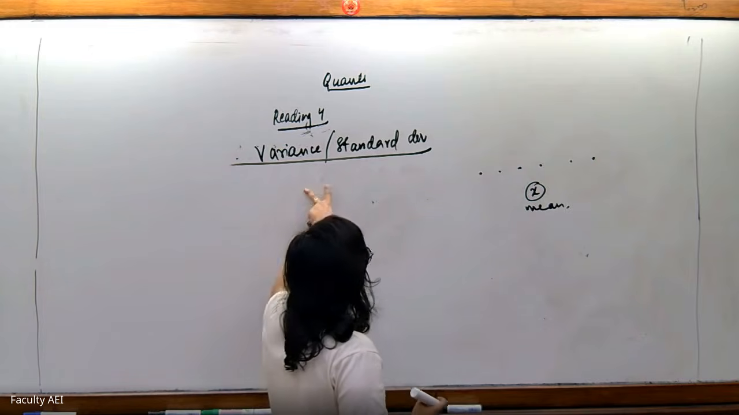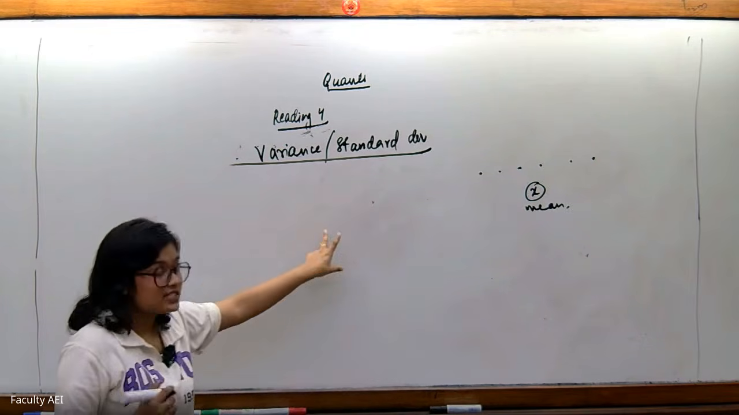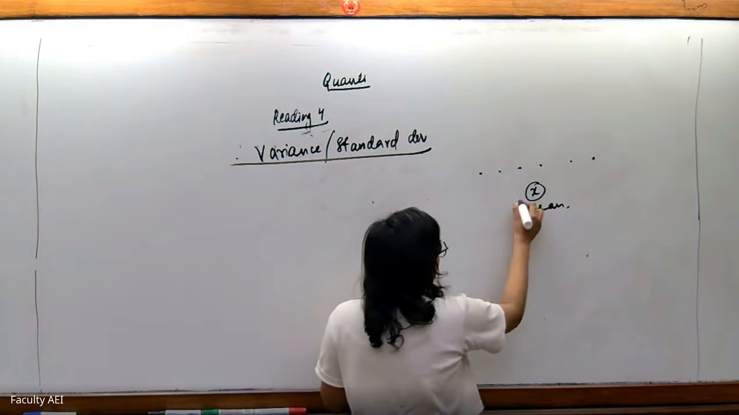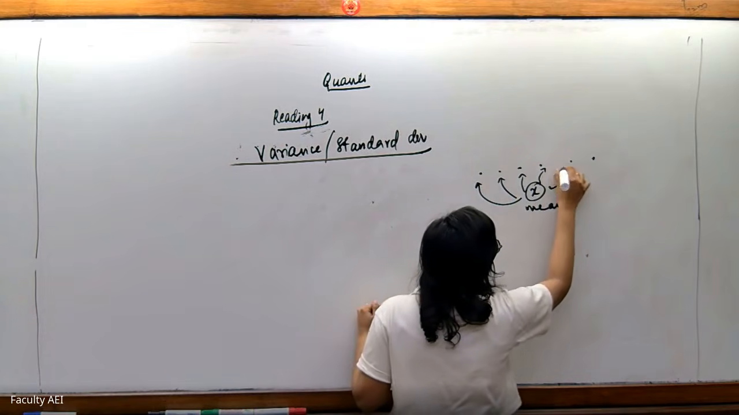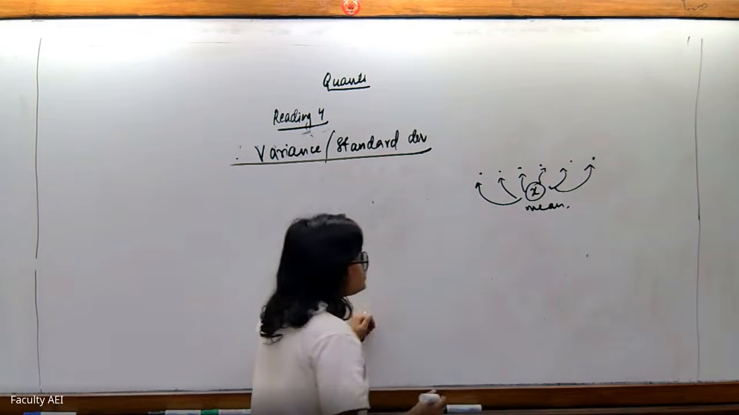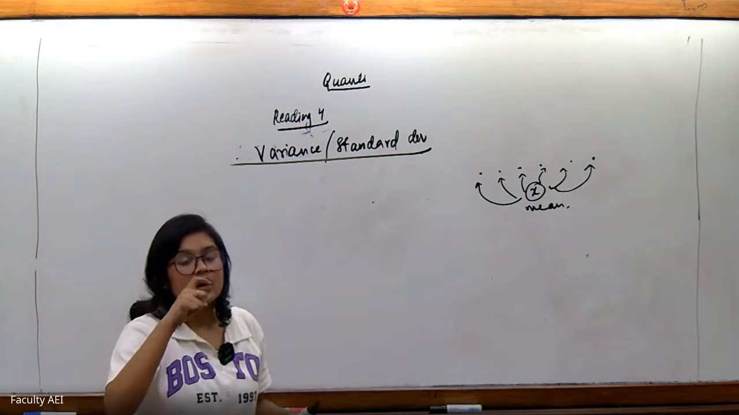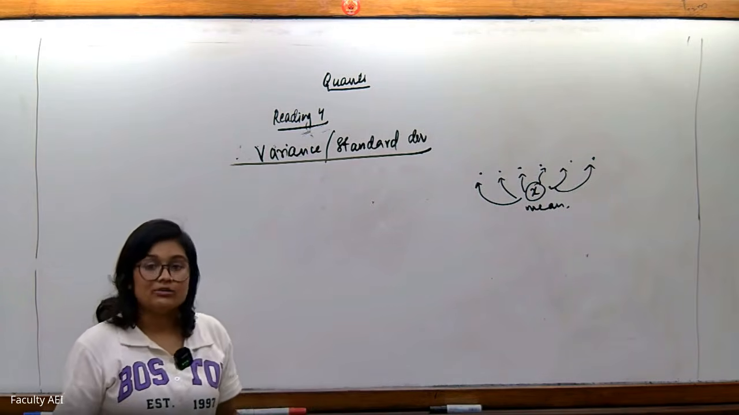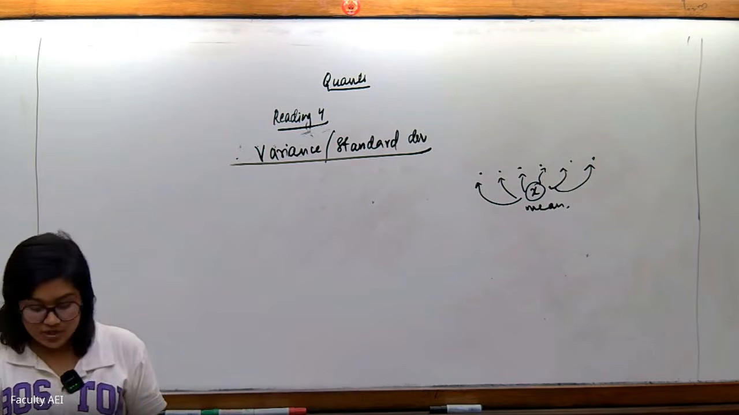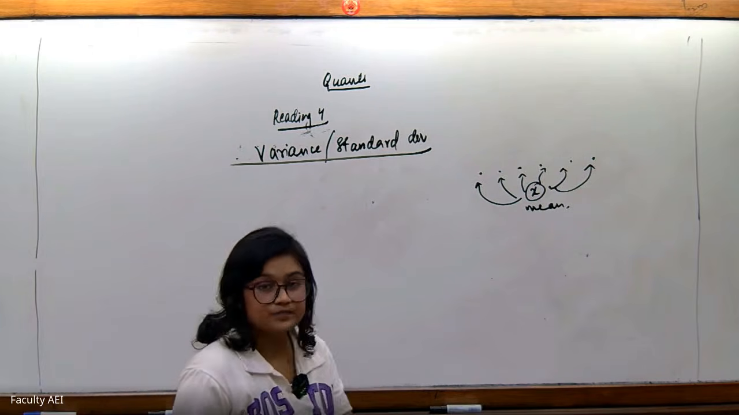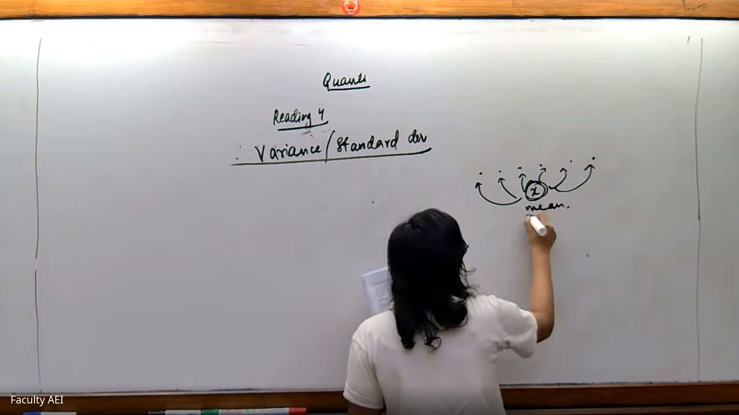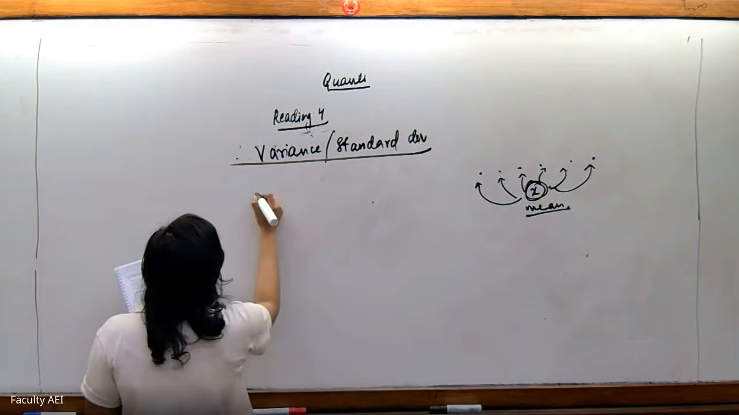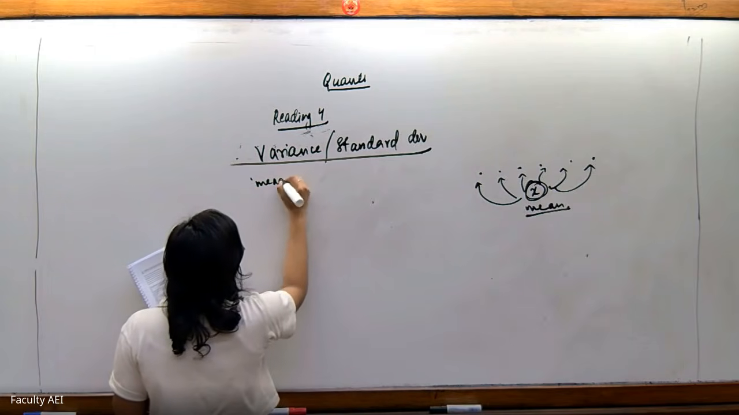So what is the meaning of variance and standard deviation? What does variance and standard deviation do? They find out how much all these values are deviated from the mean, the difference between all these values, how much your values are dispersed away, how far away they are from your central position, the mean. So they measure dispersion.